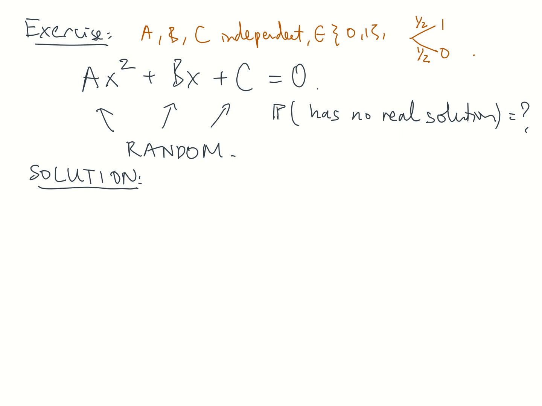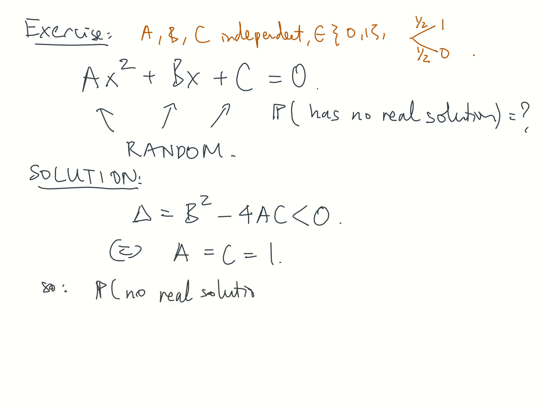Solution. We need to compute the discriminant, which is b squared minus 4ac. A quadratic has no real solution if and only if the discriminant is less than 0. Since a, b, and c can only take values 0 or 1, this expression is less than 0, strictly, if and only if a and c are both 1. So therefore, the probability the quadratic has no real solution is the same as the probability that a equals 1 and c equals 1, and this happens with probability a half times a half, which is a fourth.